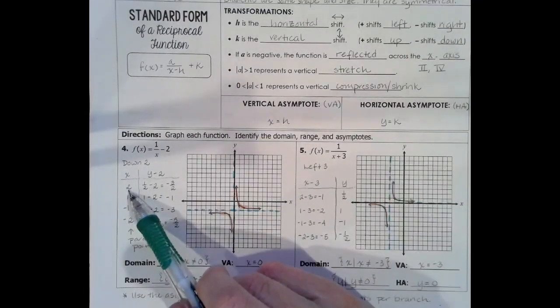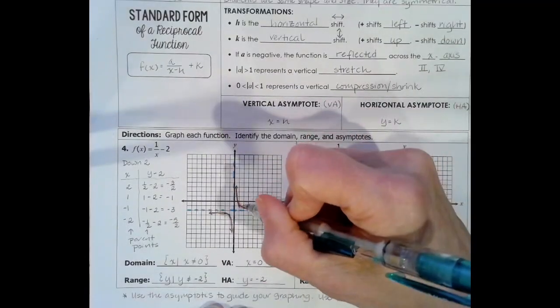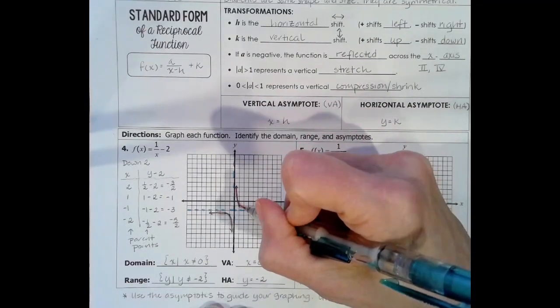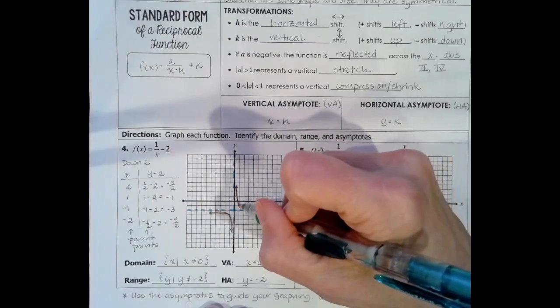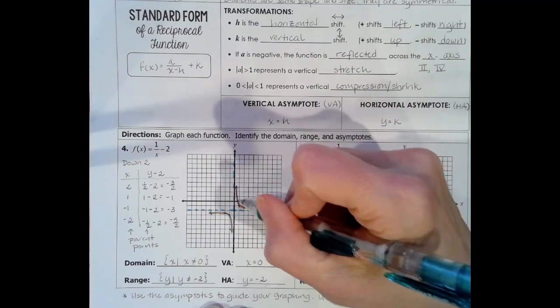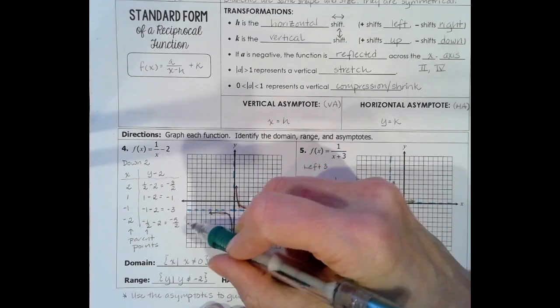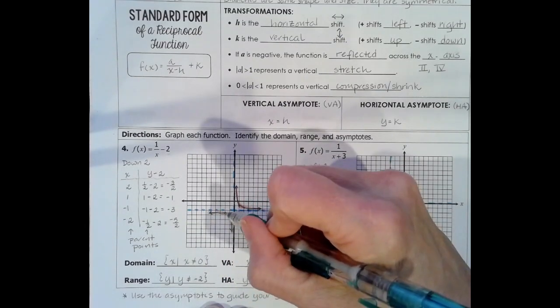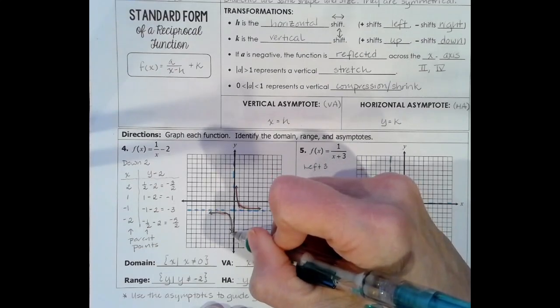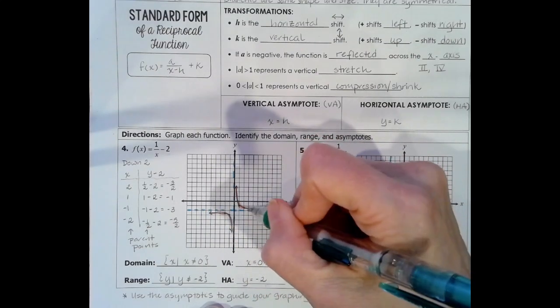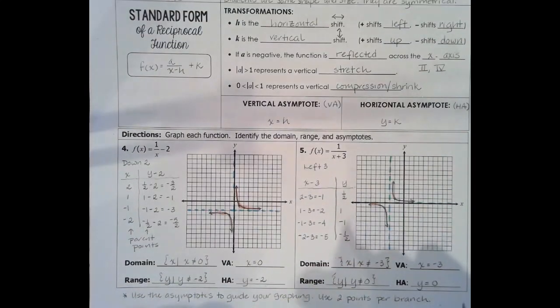And then we're going to graph 2 points. So I'm going to graph the point (2, -1.5) and (1, -1). Those will be the 2 points for this branch. And then I'm going to come down here to (-1, -3) and (-2, -2.5), and I'll get those 2 points. And again, connect the dots, making sure that you keep the branches inside the asymptotes so they're not touching or intersecting or crossing the asymptotes in any way. So that's important.